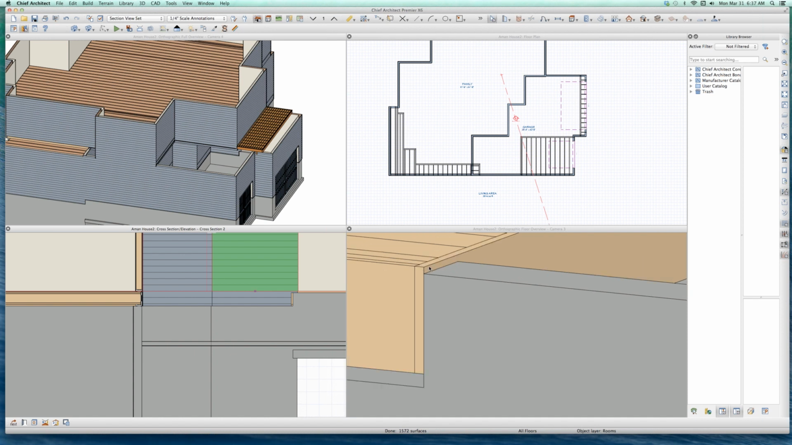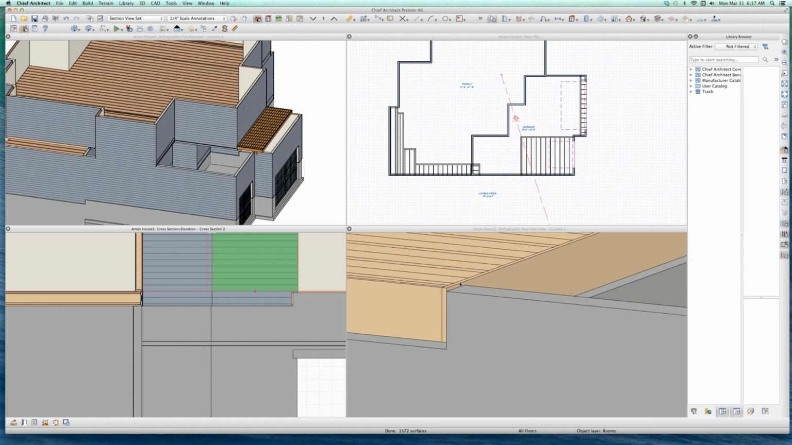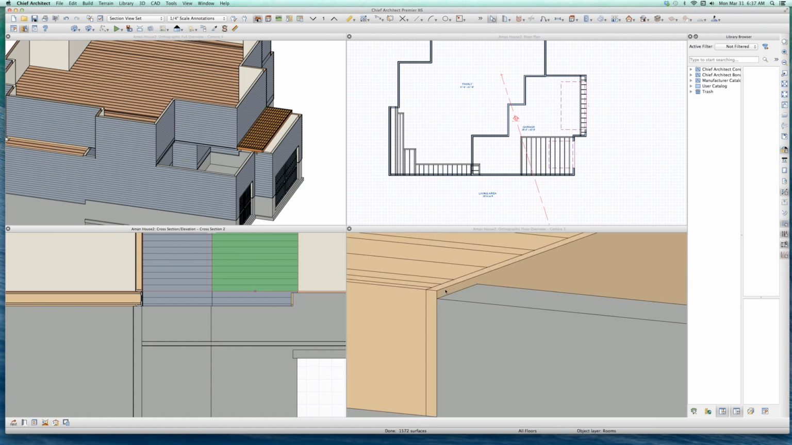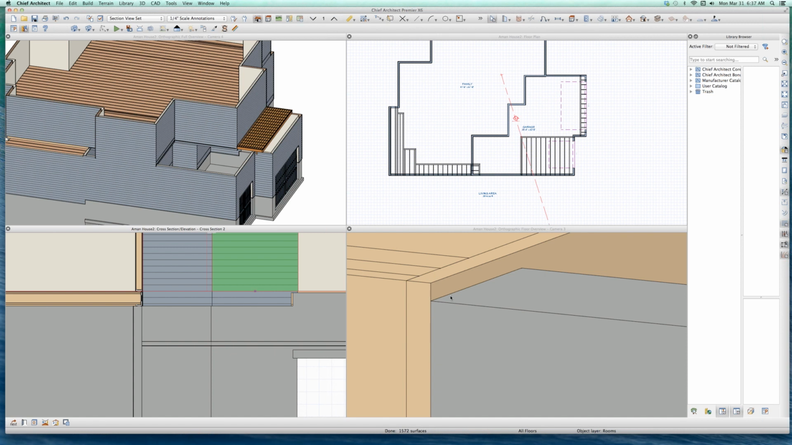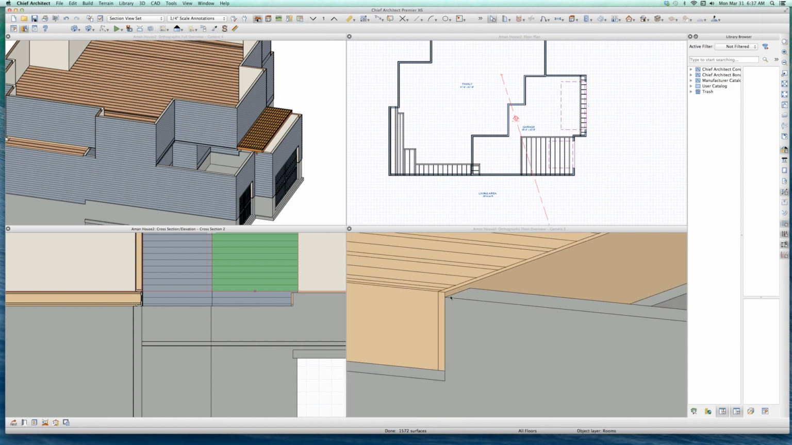What am I saying? What am I looking at right here? What is that distance right there? I'm going to have plywood on top of that, aren't I?